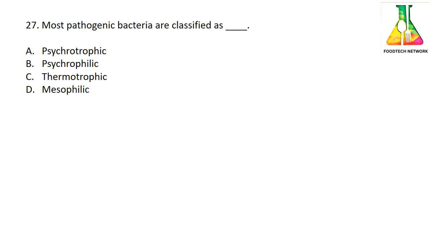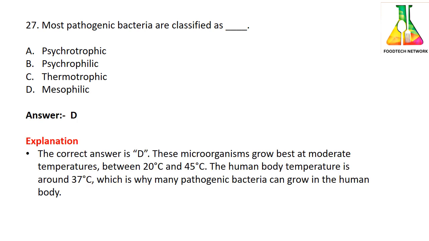27. Most pathogenic bacteria are classified as a dash. Option A, psychotrophic. Option B, psychrophilic. Option C, thermotrophic. And option D, mesophilic. D. These microorganisms grow best at moderate temperatures between 20 degrees Celsius and 45 degrees Celsius, and the human body temperature is around 37 degrees Celsius, which is why many pathogenic bacteria can easily grow in the human body.